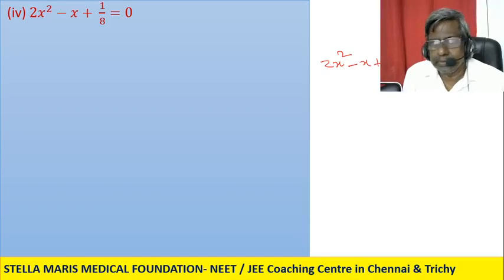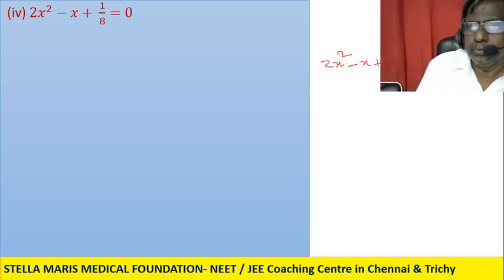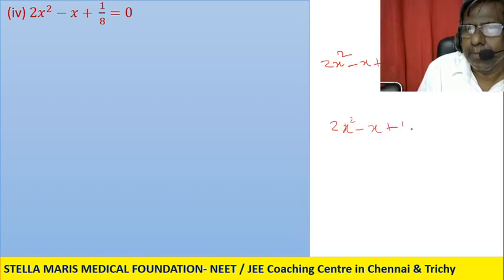Is the problem visible? Or do you want me to write and show you? I'll bring it down. Solve this problem: 2x square minus x plus 1 by 8 is equal to 0.